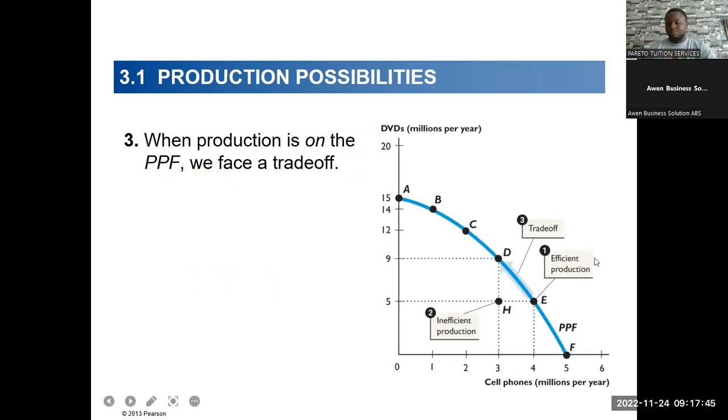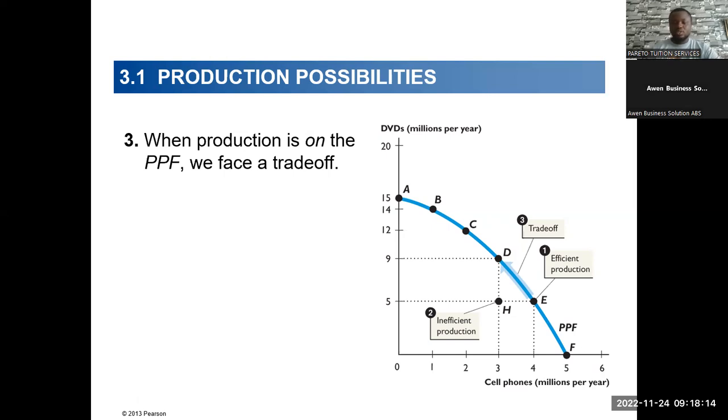All right, so now, assume we are at point E, 5 units of DVDs and 4 units of cell phones, right? Now, if we want to move to point D, it means we want more DVDs. So wanting more DVDs means that we have to sacrifice some of what? Cell phones. So movement along the PPF shows trade-off.